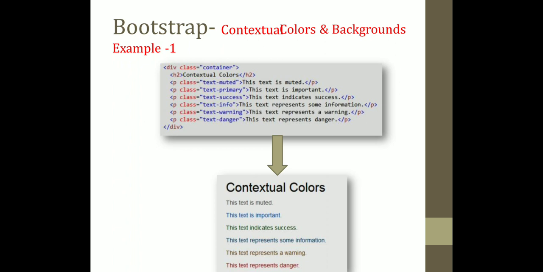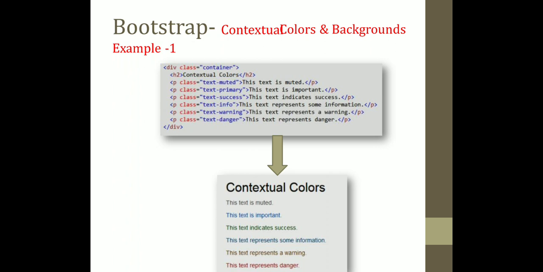Okay, then with the h2 heading we have provided heading contextual colors, and in the paragraph we have used the class of each type that we have seen now, like text muted, text primary. Okay, and we have provided the same information as text in the paragraph, like with the class. So paragraph class equals text muted. For that, the text is "This text is muted."